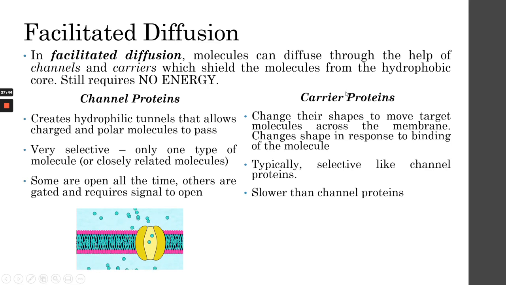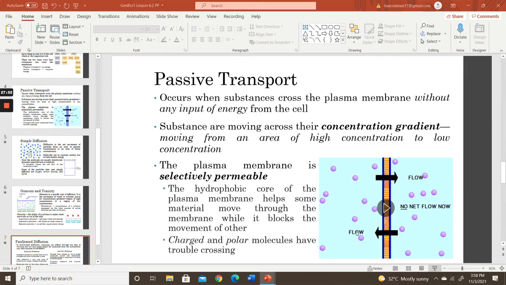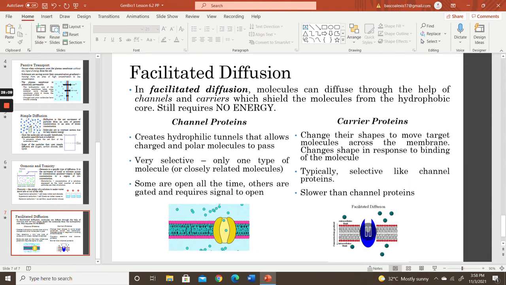Another thing though is that carrier proteins are much slower than the channel proteins, and this is because of what is happening here. Now it's also not moving, so let's go and move it. Ayun. So as you can see, there is a solute moving inside and it binds to the protein. And what happens, the protein changes shape and allows that particle to go inside the cell. So this is inside the cell and this is outside the cell.